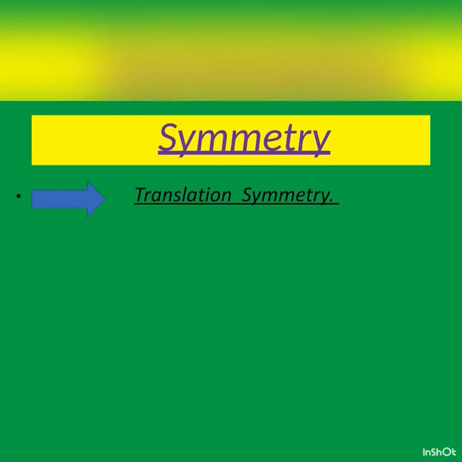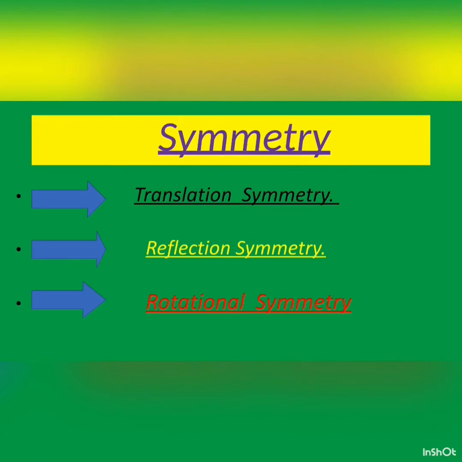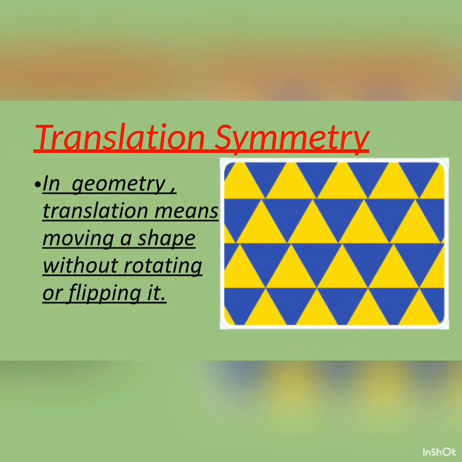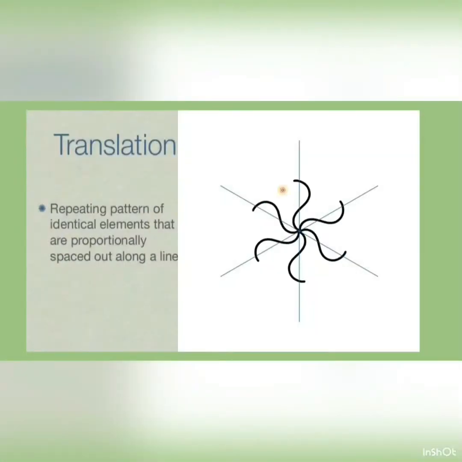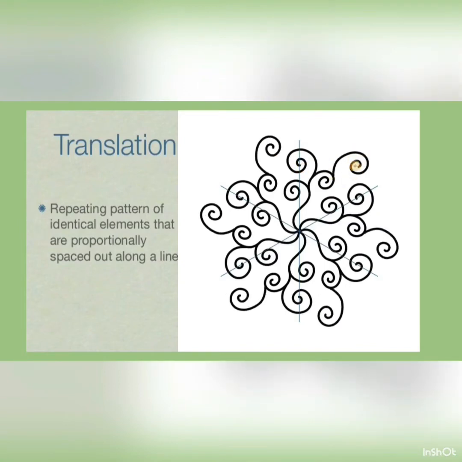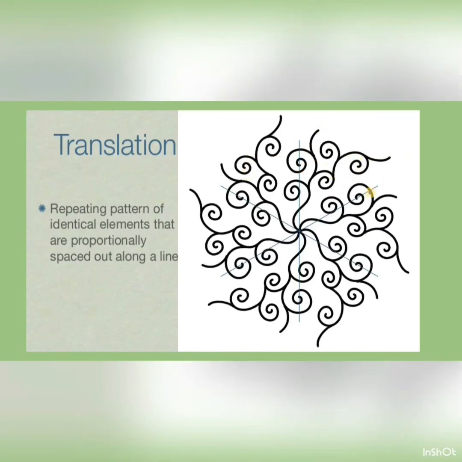Mainly we have three types of symmetry: translation, reflection and rotational symmetry. Let's discuss them one by one. First is translation symmetry. In geometry, translation means moving a shape without rotating or flipping it. Look at this pattern. It is an example of translational symmetry. So, translation symmetry is a repeating pattern of identical elements that are proportionally spaced out along a line.